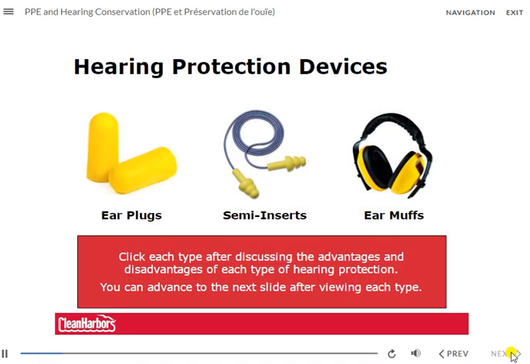There are 3 types of hearing protection devices. Each one is designed to reduce the sound pressure that reaches the ears. This means they do not remove sound, but rather dampen how much gets to the ears. After discussing the advantages and disadvantages of each, click the type for a summary.